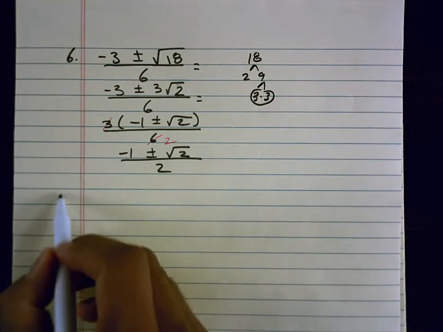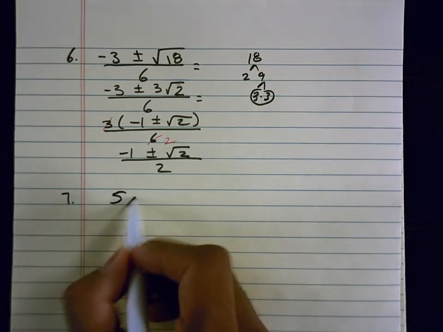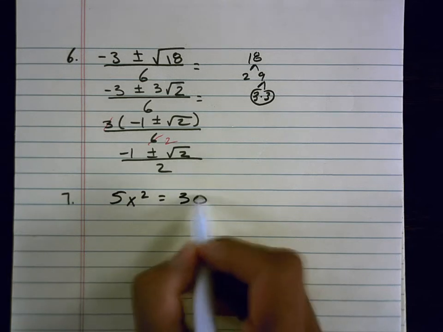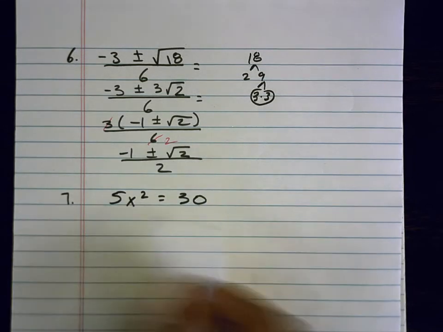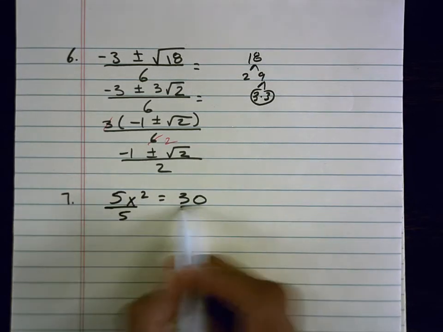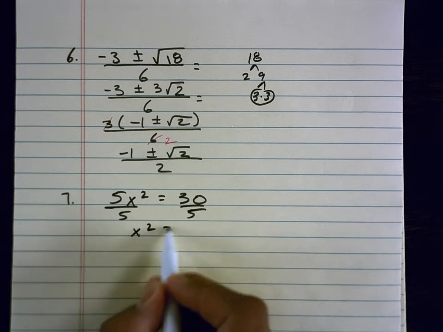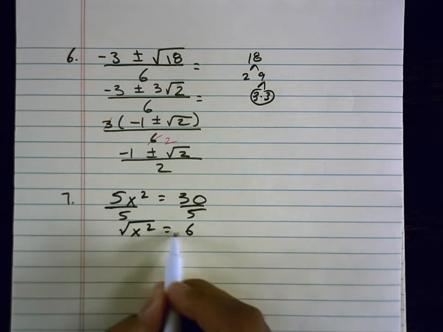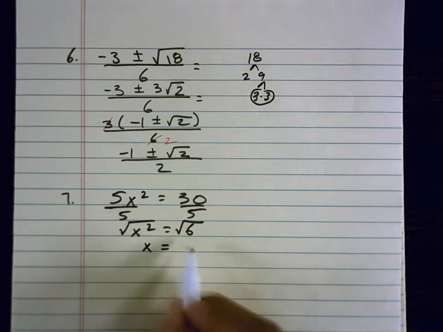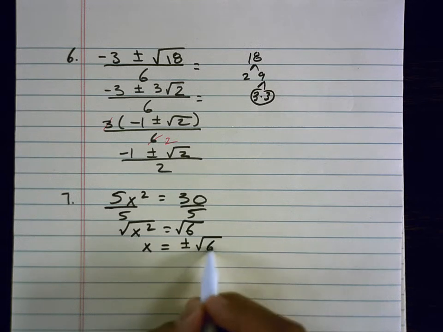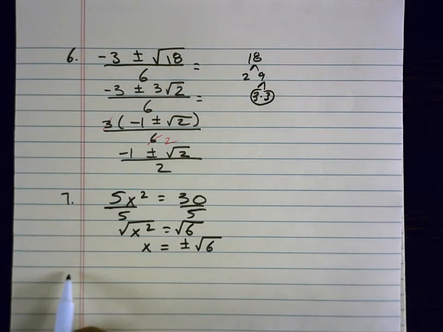Number 7, 5x squared equals 30. Okay. So now I'm going to solve these. I'm going to do it by getting the x squared by itself, and I will take the square root of both sides, and x equals plus or minus the square root of 6. Don't forget that plus or minus.